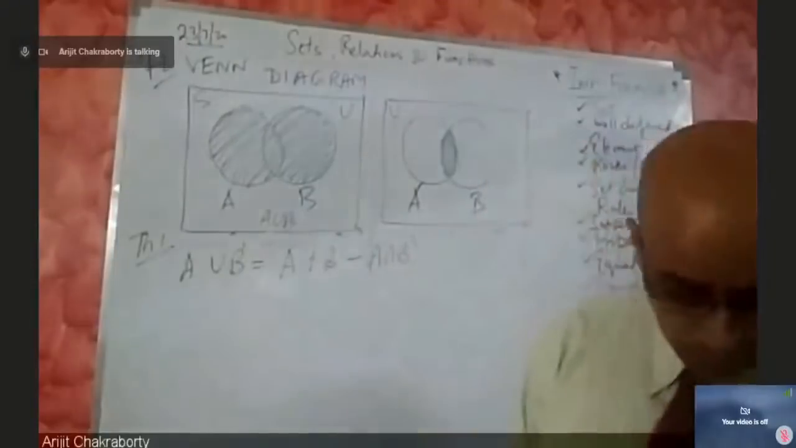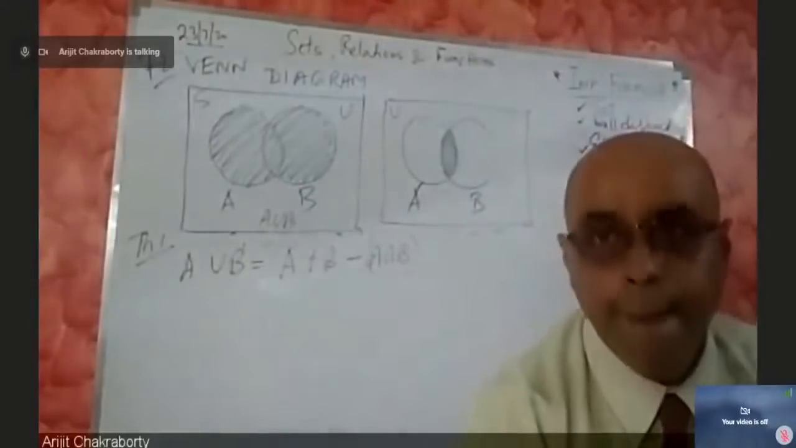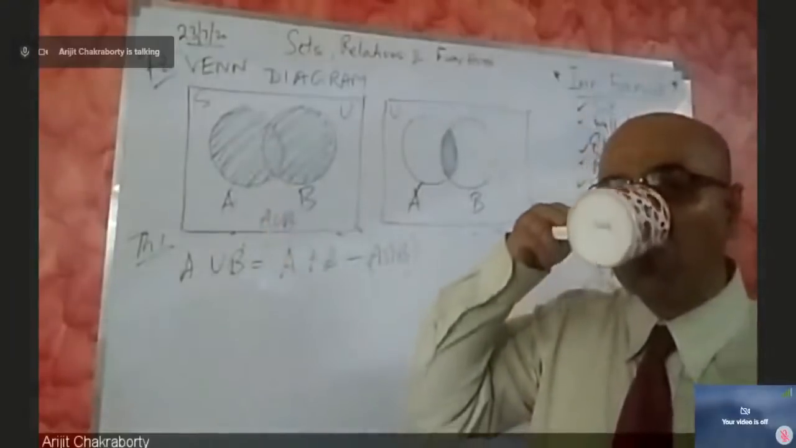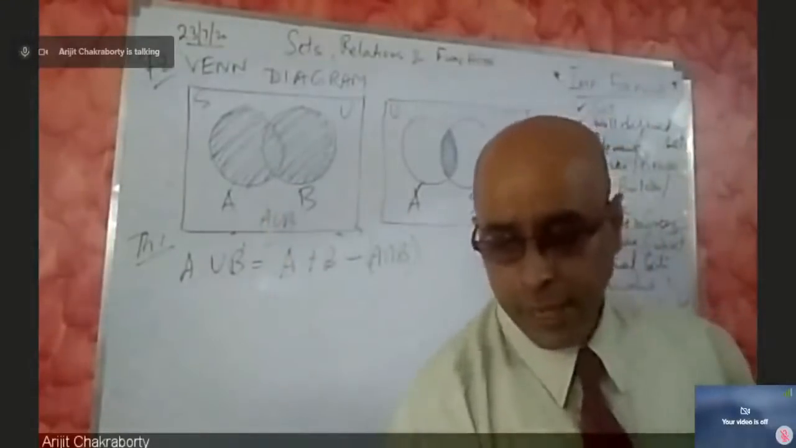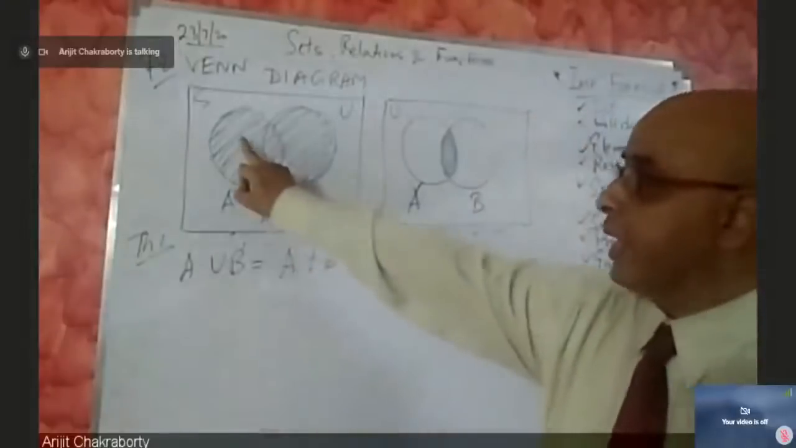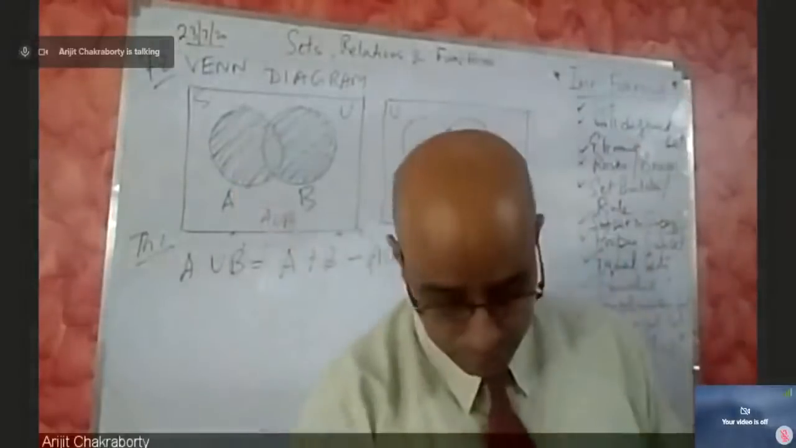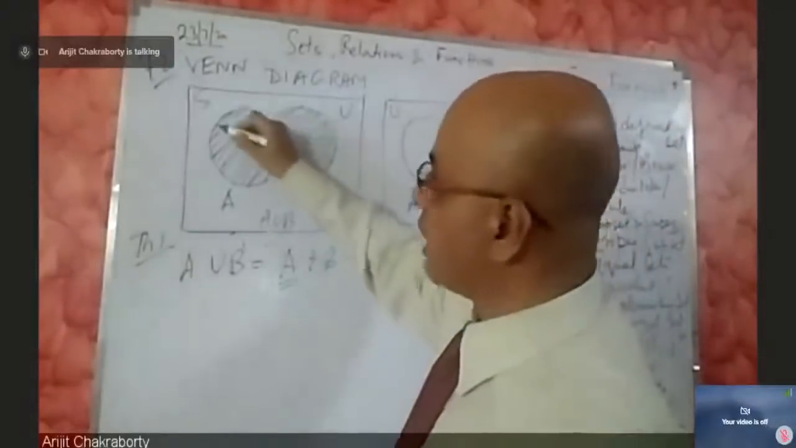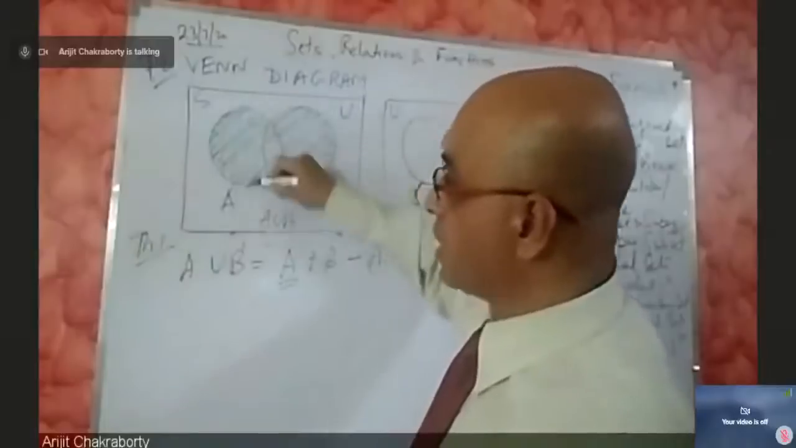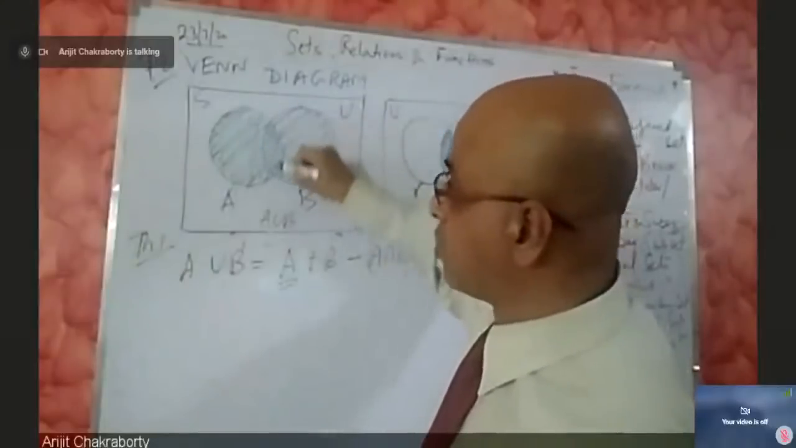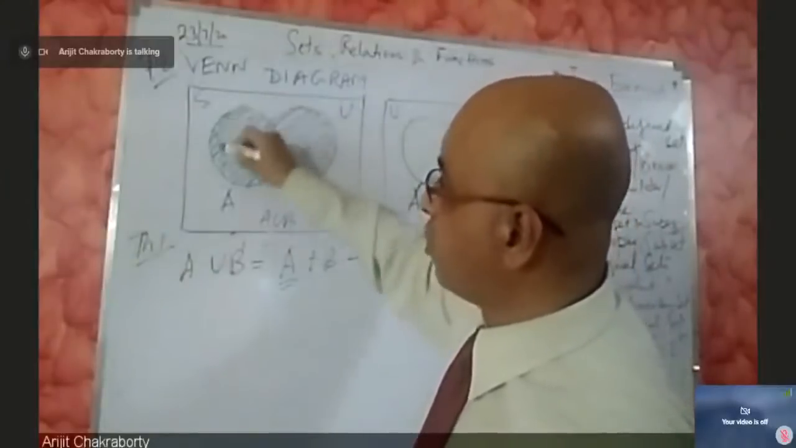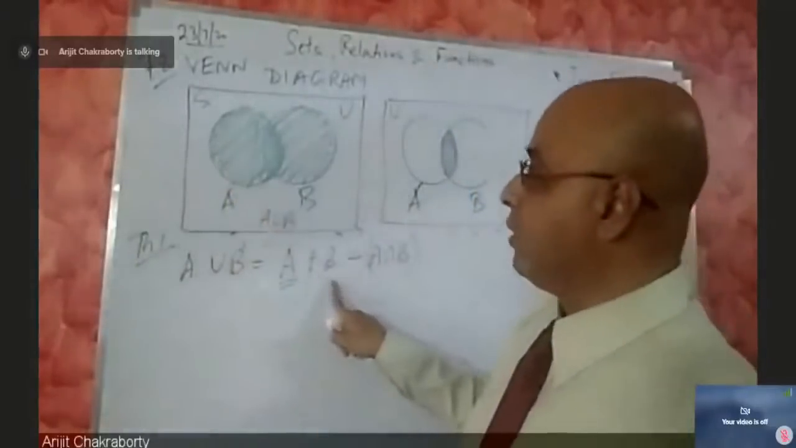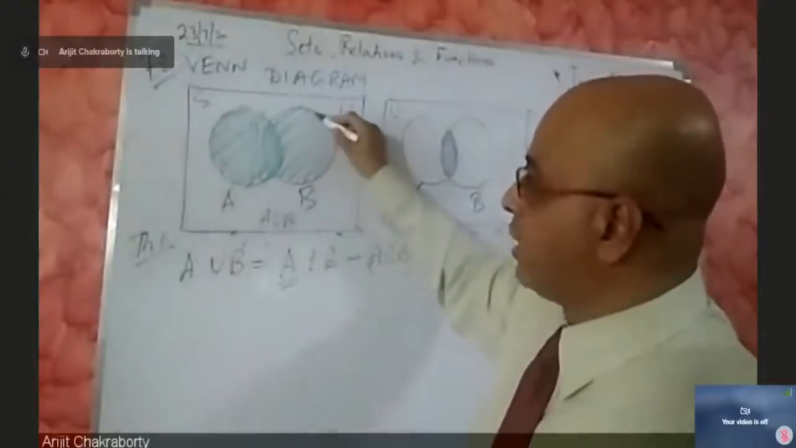Okay? So, please see the Venn diagram once again. A union B means A. Let me once again take A first. So I am shading full A. Please see, I am shading the common part also, full A. I have shaded full A. Plus B. So again I am shading B.